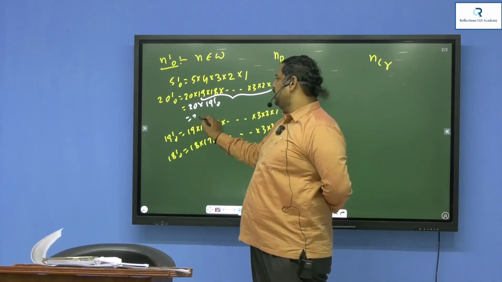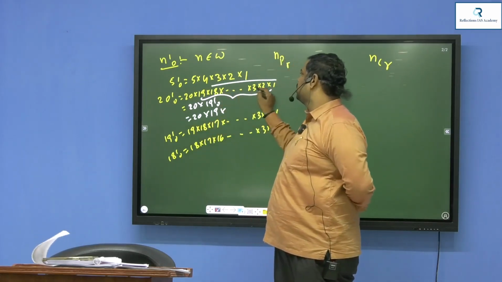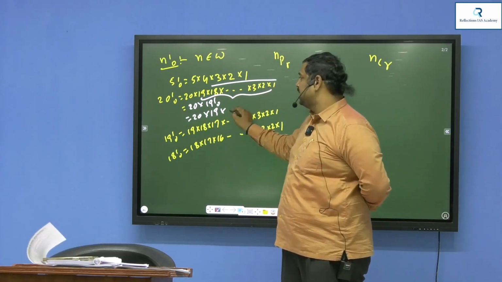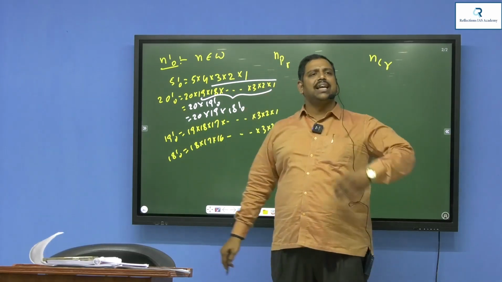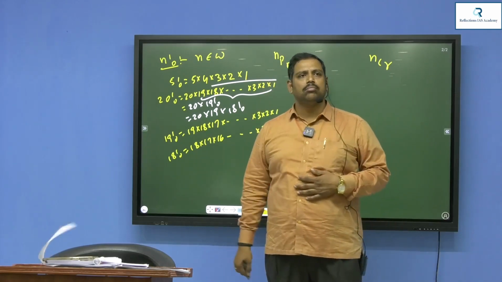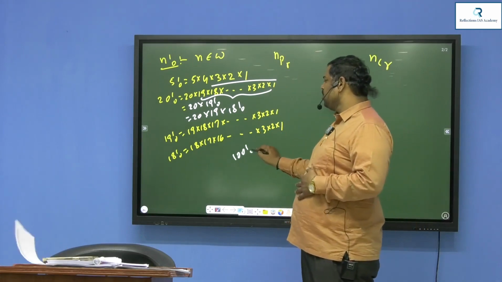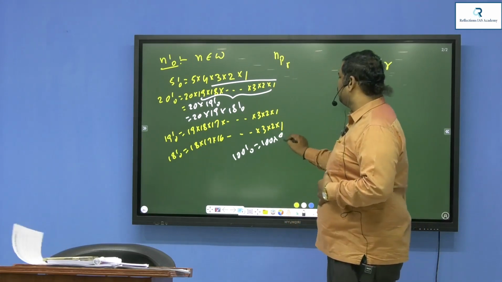Can I write it as 20 into 19 into, observe the remaining numbers, 18, 17, 16 and so on to 1? Means can I write it as 18 factorial? Whatever is the extent you want, you can write up to that. Then simply keep a factorial. Suppose if I have 100 factorial, I can write it as 100 into 99 into 98.